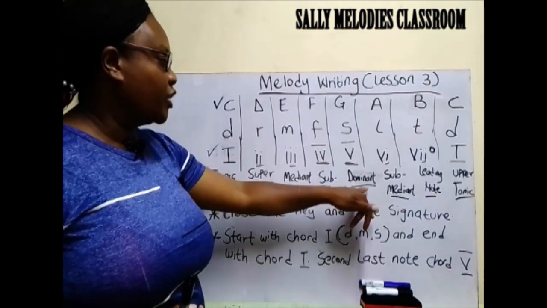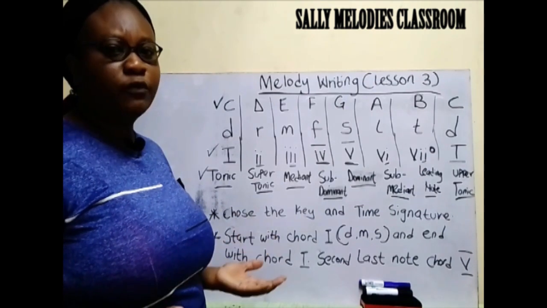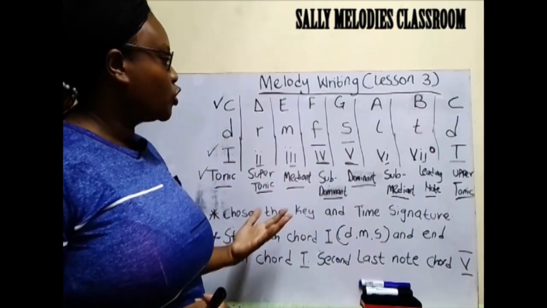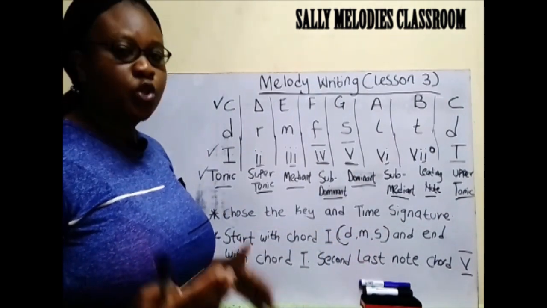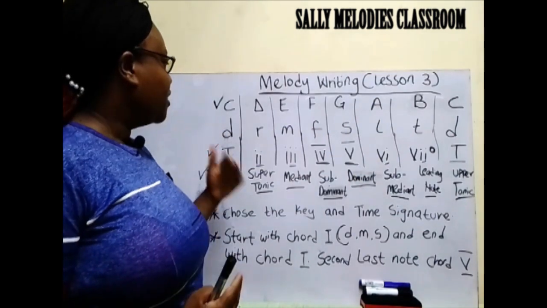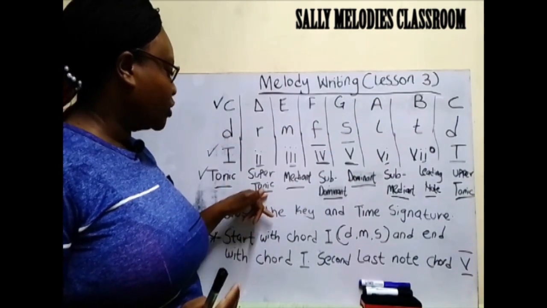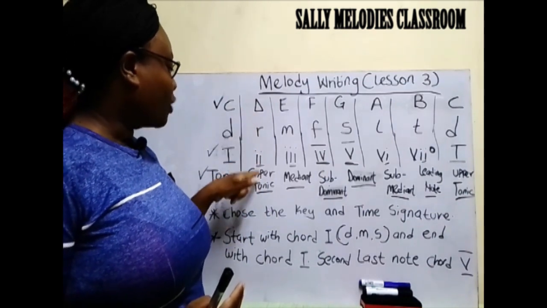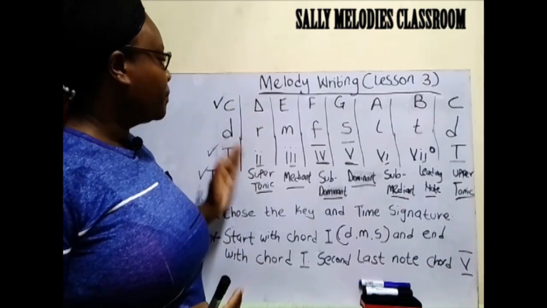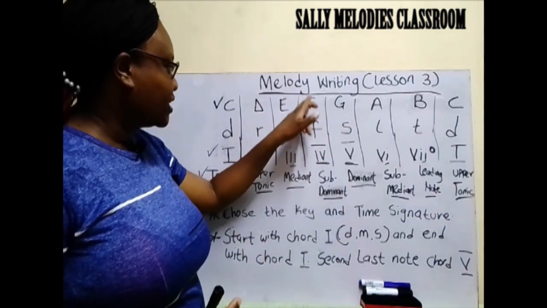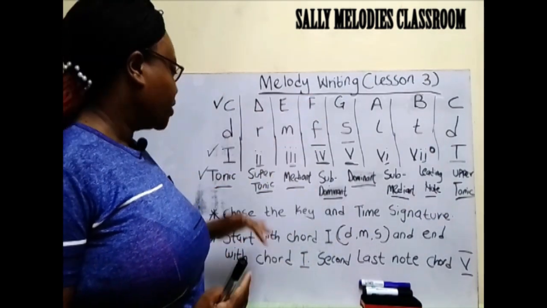So if you hear people talk about the dominant, do not be confused. Just know that it is chord 5. If you hear people talk about the leading note, do not be confused. Just know that it is the 7th. If you hear people talk about supertonic, just know that it is chord 2. When you hear people talk about subdominant, just know that it will be chord 4.